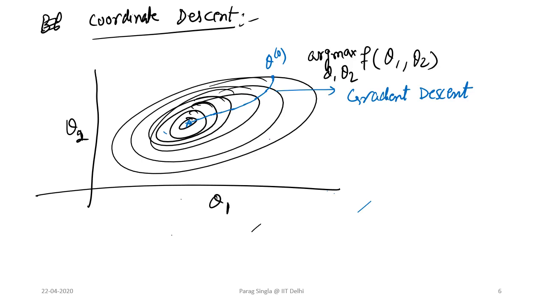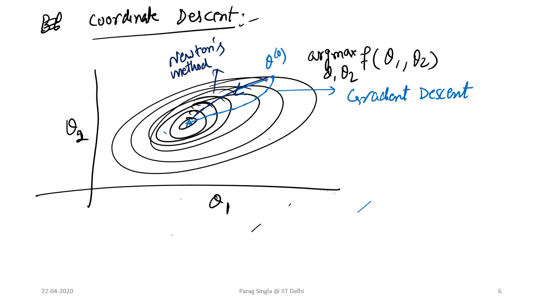Then we also looked at Newton's method, which used additional curvature information to maybe move faster to this point of optima. And we saw that in the case of quadratic functions, it could in fact optimize the function in just one step. So this was Newton's method.